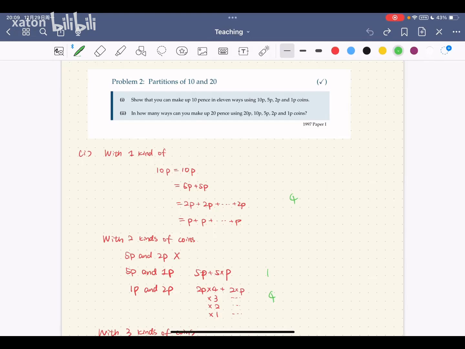Let's take a look at problem 2. Problem 2 is a counting problem, and it's more about your basic skills of counting. What matters the most is how you categorize. So I categorize different cases by the number of coins used. For question 1, it's relatively easier, so let's get started.